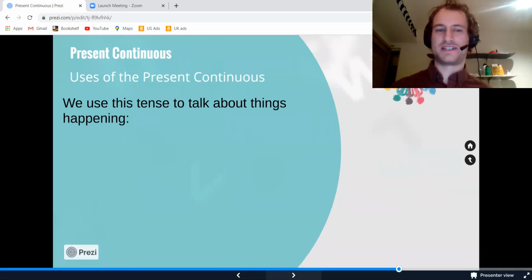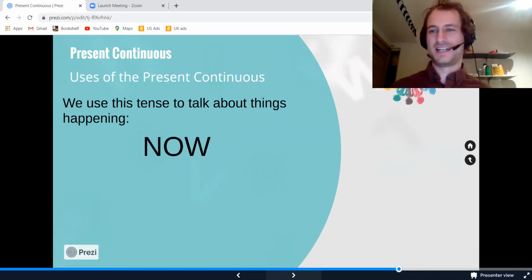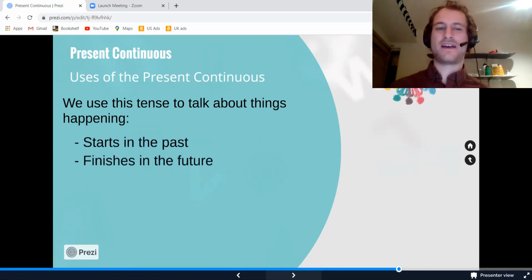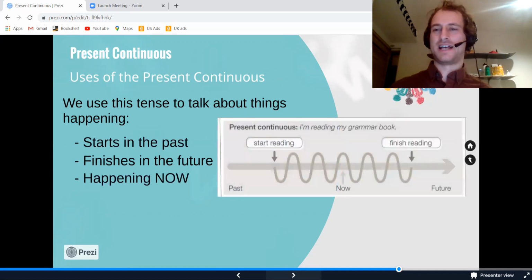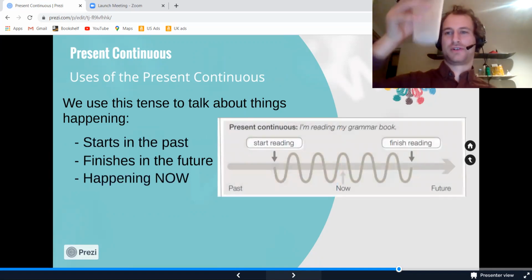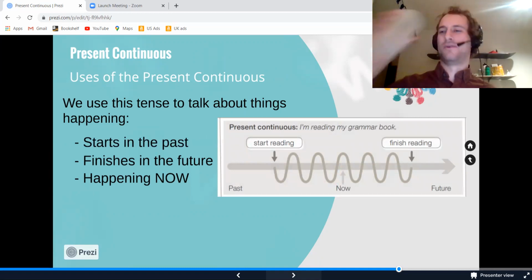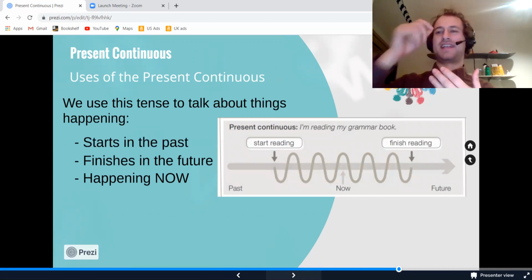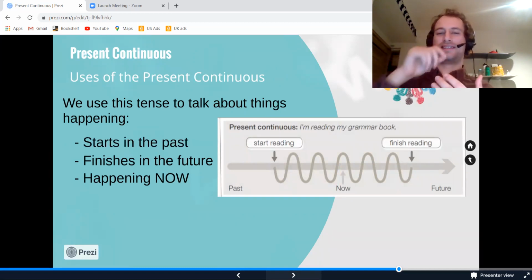When do we use the present continuous? So we use this tense to talk about things happening right now. So it starts in the past, it finishes in the future, but it is happening right now at this moment. For example, if you are having a drink, I am drinking right now. If you're eating food, you are eating right now. Maybe you started it before, you're not finished right now. It's just in the process of doing something.